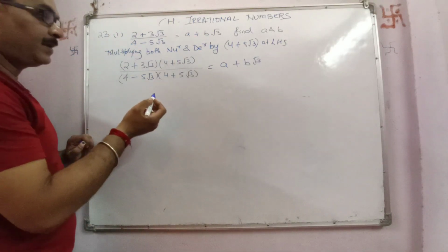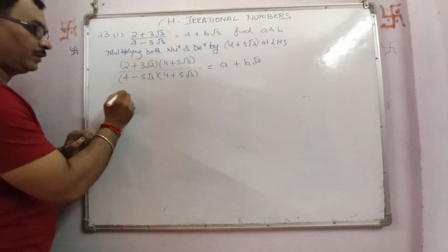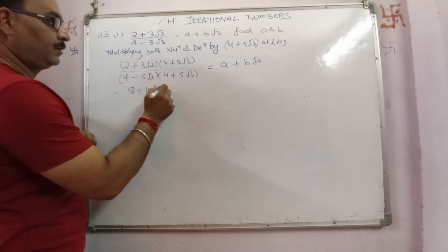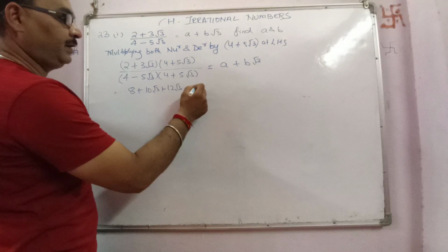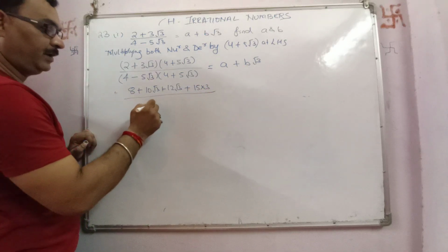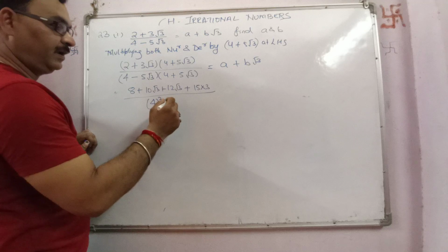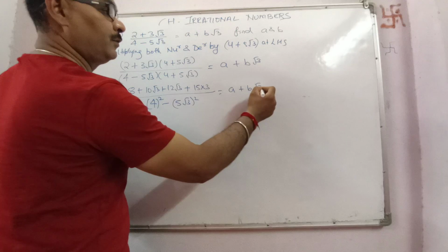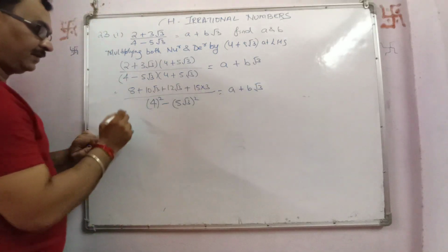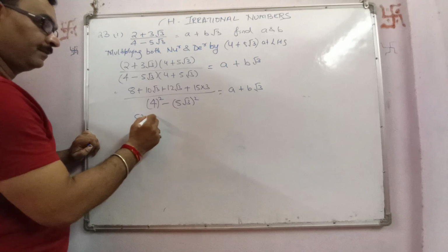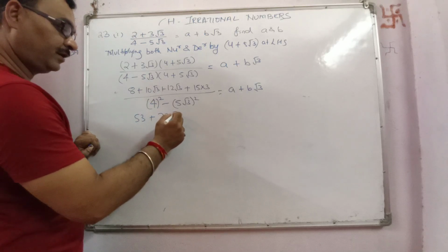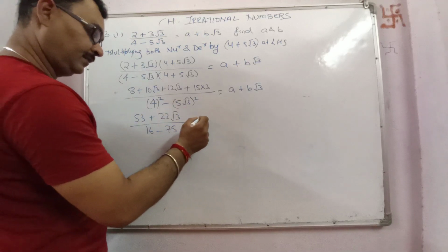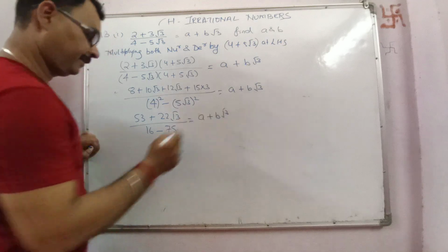At the numerator we will be multiplying a binomial by a binomial. So 2 4 8, 10 root 3, 12 root 3 and 15 into 3. At the denominator a plus b into a minus b, that is a square minus b square, which is equal to a plus b root 3. So 45 plus 8, 53 plus 22 root 3, 16 minus 25 into 3, that is 75, is equal to a plus b root 3.